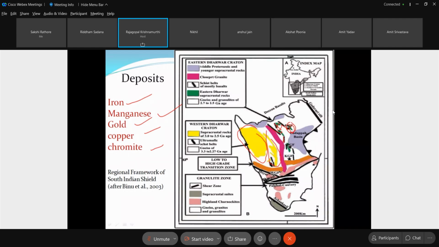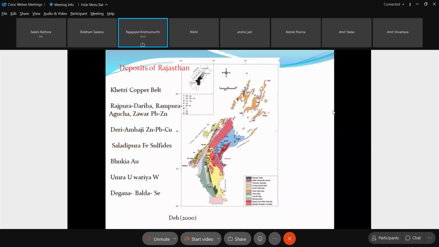They have all gold: Hutti gold deposits, Ramagiri gold deposits. And if you cross this boundary into the granulite terrain, a lot of granulite, the Wayanad gold field, Attapadi gold field. So a lot of things are happening here. One has to understand the strong concept of stratigraphy. You should know about the schist belts, the eastern Dharwad, the western Dharwad, the granulite, the gneisses. All these things are very important to understand the geological concepts of mineral deposits.